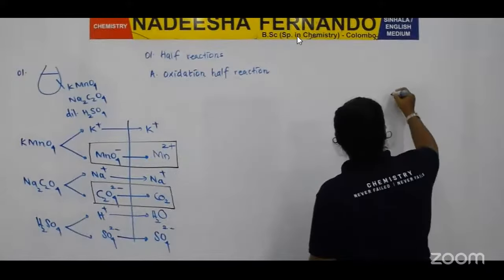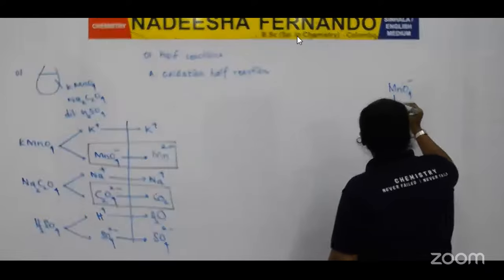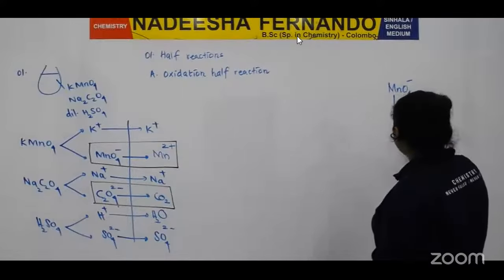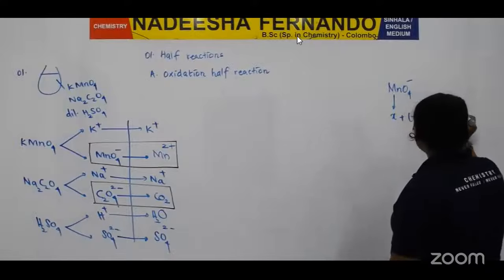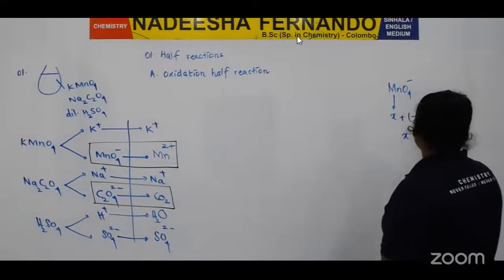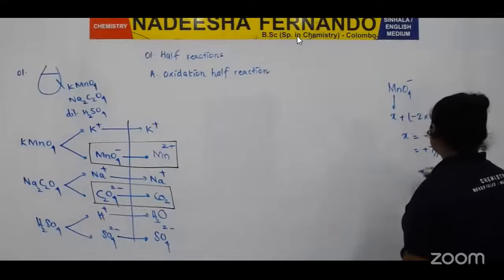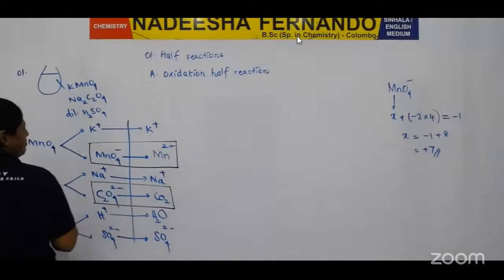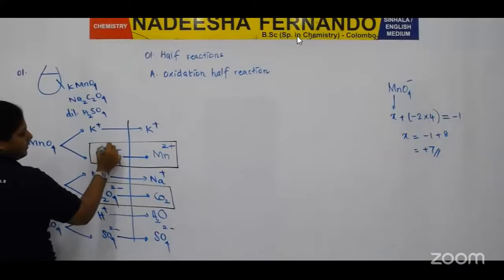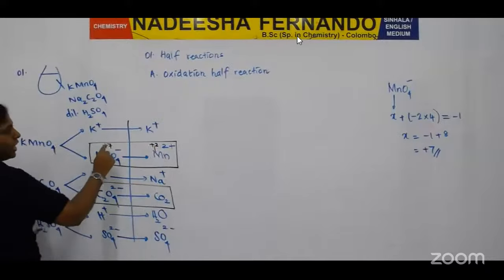Using the equation method, we can take the oxidation state of manganese. X plus oxygen, minus 2 into 4. The sum of these two equals minus 1. So X is +7. Initial oxidation state of manganese is +7. Final oxidation state is +2.